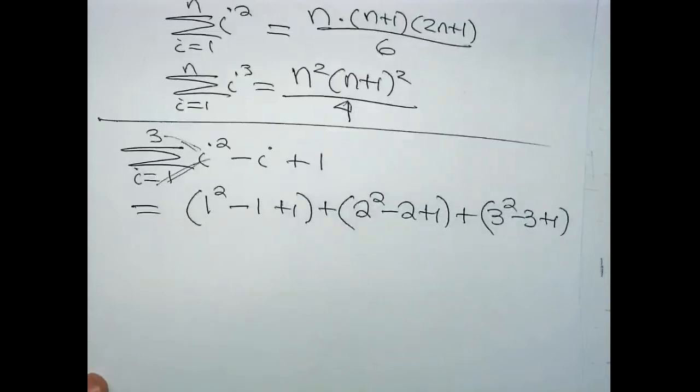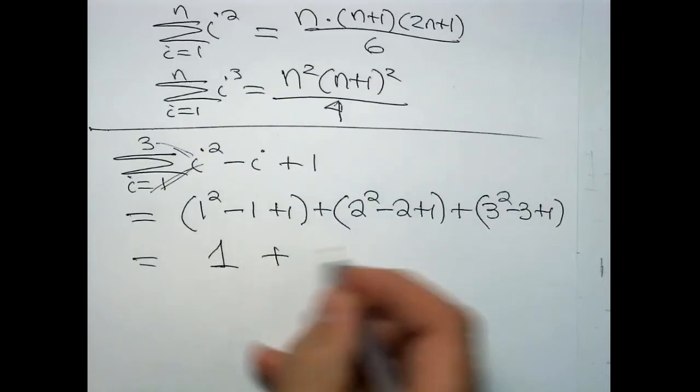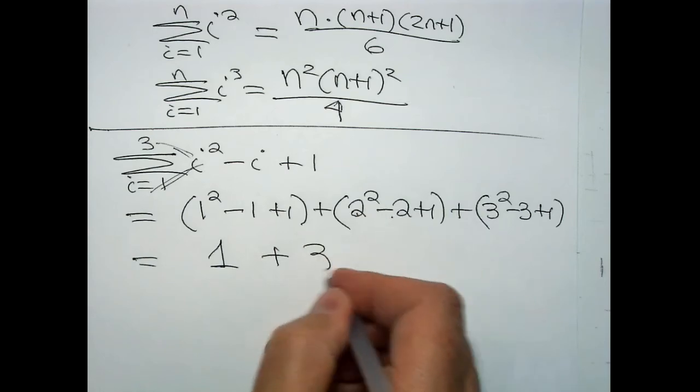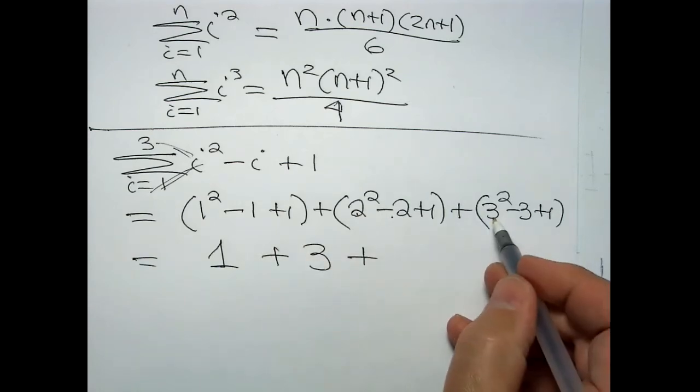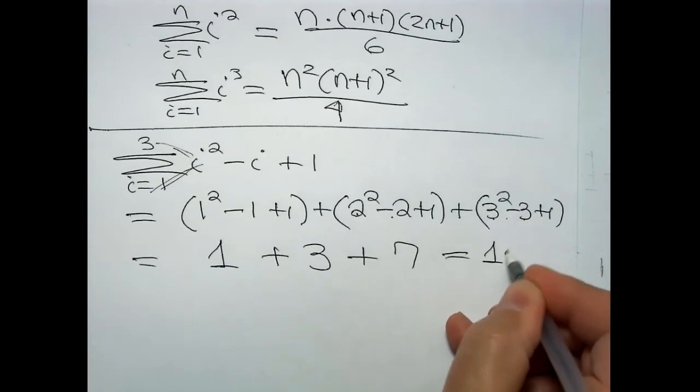Let's add this all up to see what it is. The first sum is 1. The second sum is 4 minus 2, which is 2, plus 1 is 3. And the last sum is 9 minus 3, 6, plus 1 is 7. The answer better be 11.